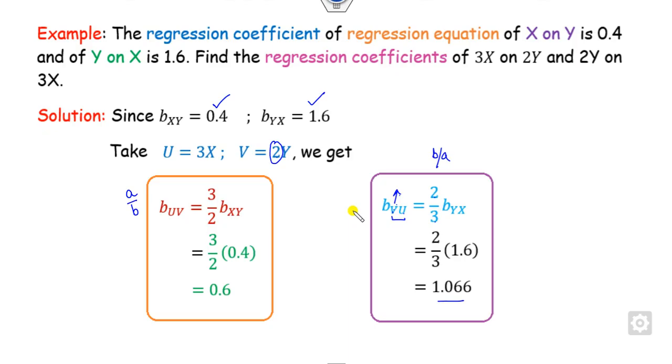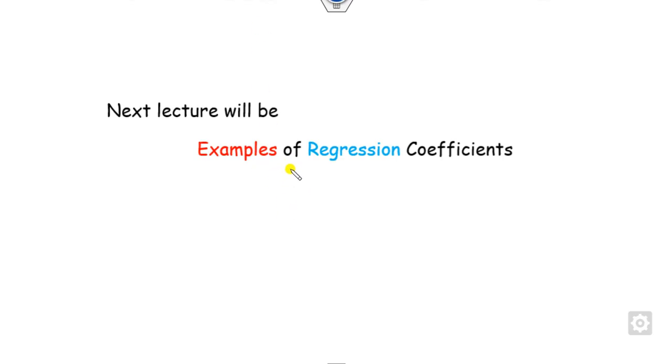So these are the properties of the correlation and regression coefficients. We will see some examples of the regression coefficients, and how we can solve the problems, in our next class.